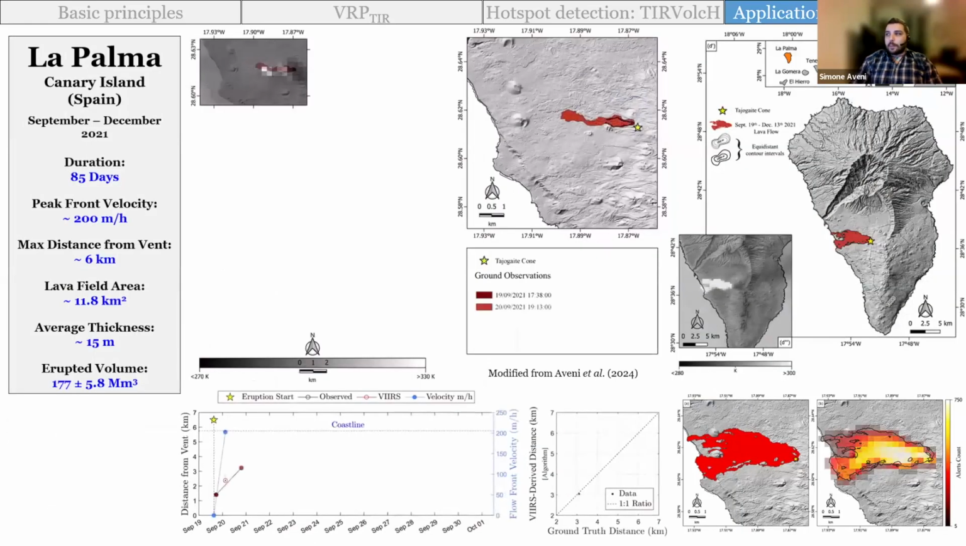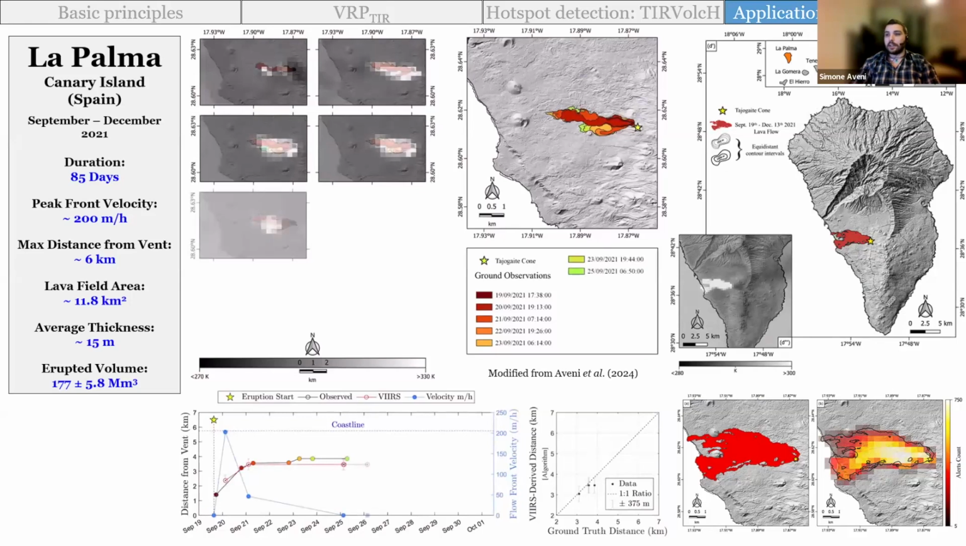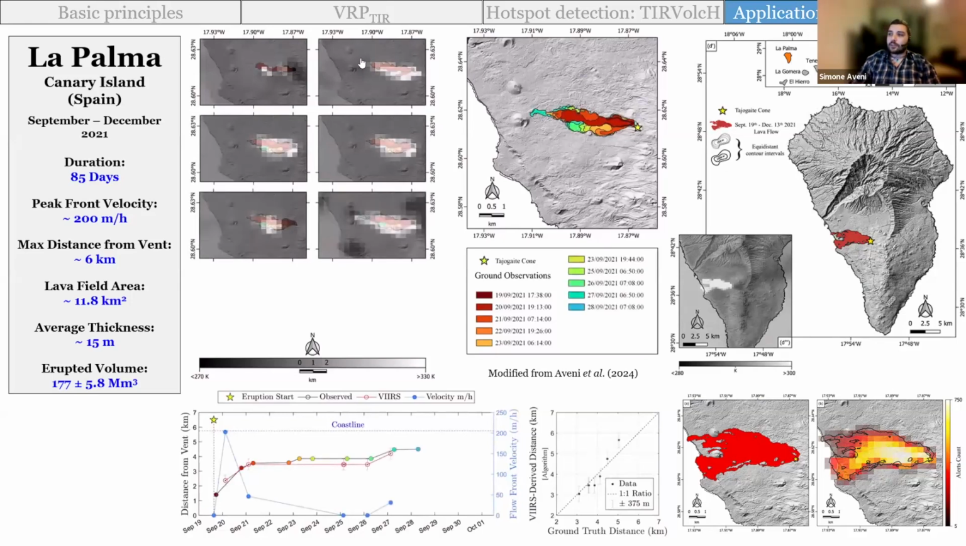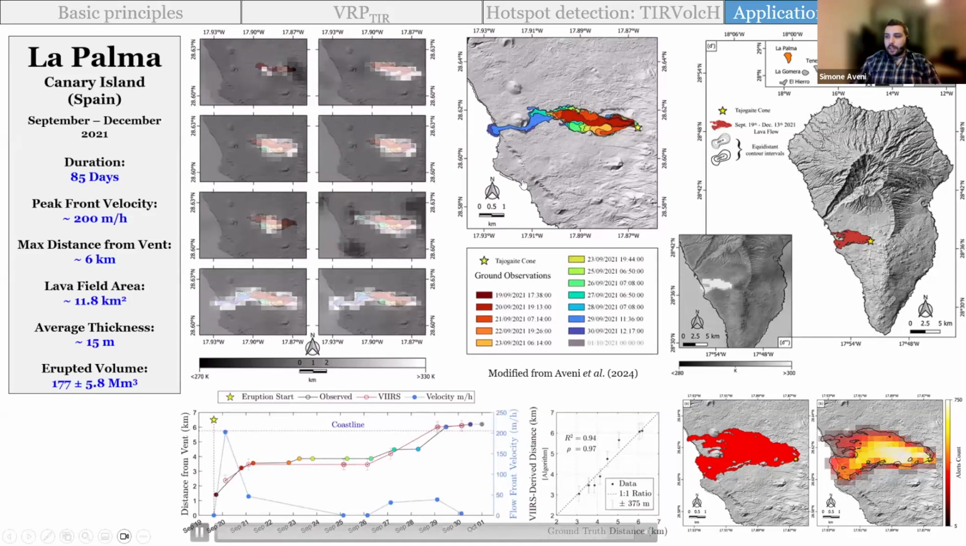So let's move to La Palma. La Palma 2021: 85 days of eruption, 12 square kilometers of lava field, about 175 to 100 million cubic meters of erupted volume. In this sequence, you can see the ground truth advancement of the lava flow, the colored shapefiles, in the top right corner. And at the bottom, with the colored dots, you can see the distances from the ground observations. And with the red ones, you can see the TIRVOL measured distance during the eruption.